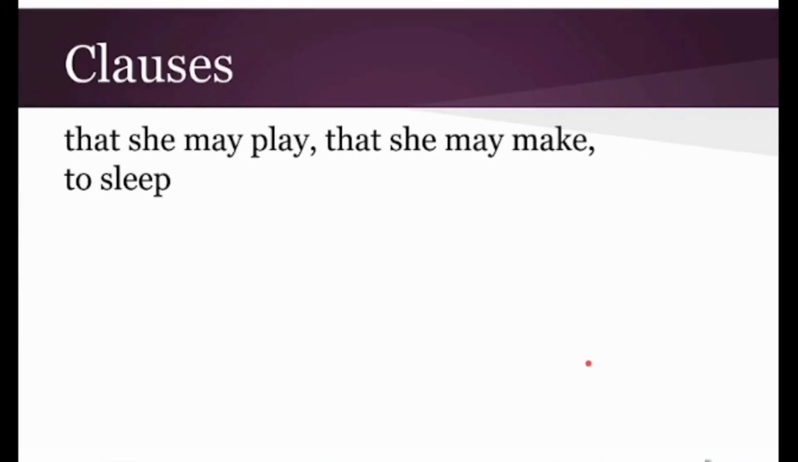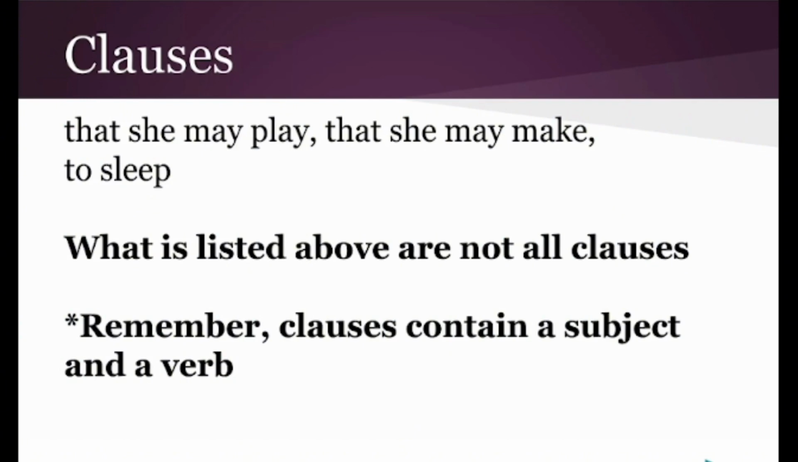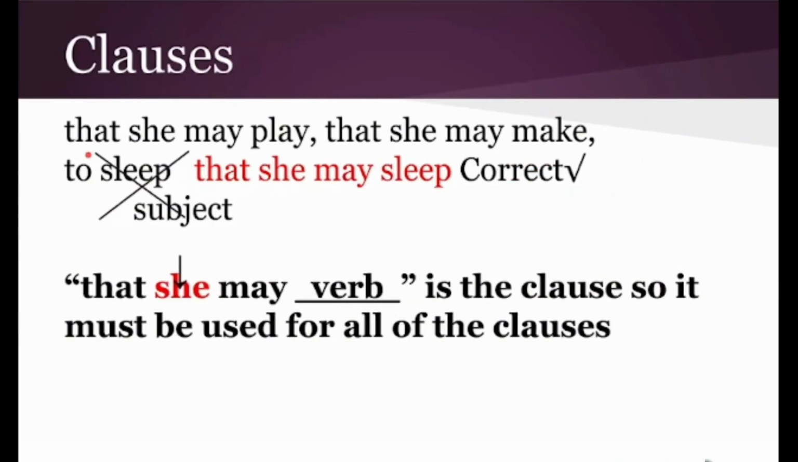So clause, this is a clause? Is this a clause? Let's see. That she may play, that she may make, to sleep. So we cannot identify any subject or any verb. So what is listed above are not all clauses. Okay. So this is the reminder that a clause must contain a subject and a verb, but these are some phrases, they are not clauses. So that she may play, that she may make, to sleep. Here the subject is not clear. How can we correct this? Clauses: that she may plus verb is the clause. Okay.